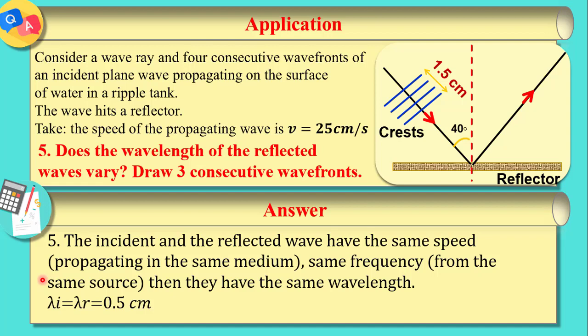Then using the formula V equal lambda f, both of them have the same wavelength, where lambda r is equal to lambda I is equal to 0.5 centimeter. Now using a ruler, draw 3 consecutive wavefronts where the wavefronts are perpendicular to the reflected ray and separated by 0.5 centimeter.